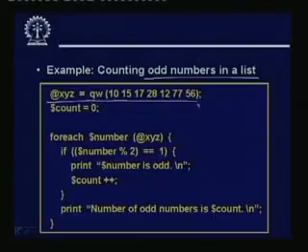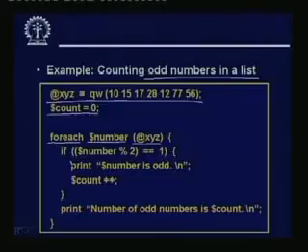The first line defines the initial value of the array: @xyz equal to 10, 15, 17, 28, 12, 77, 56. This is the count value, which is initialized to 0, so I am counting. For each element of the array, you are reading the numbers and storing them in $number one at a time.